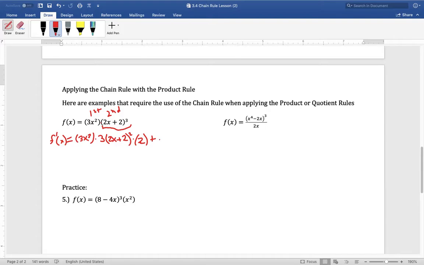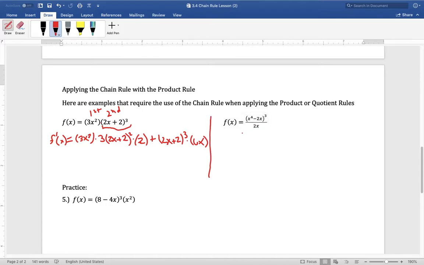Now we've got to do the second. 2x plus 2 raised to the third times the derivative of the first function, which is just 6x. So take a look at that. This was a product rule with a chain rule inside of it. Okay, so that's kind of combining all the rules we've learned so far, and you got your power rules and everything else in there. If we look at the next example, this is a quotient rule.